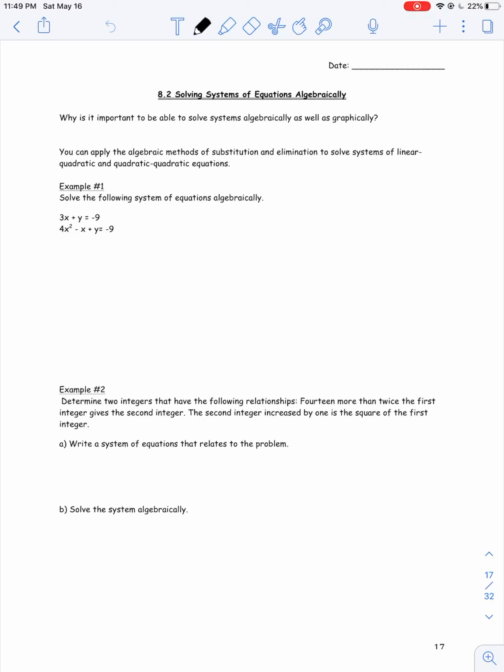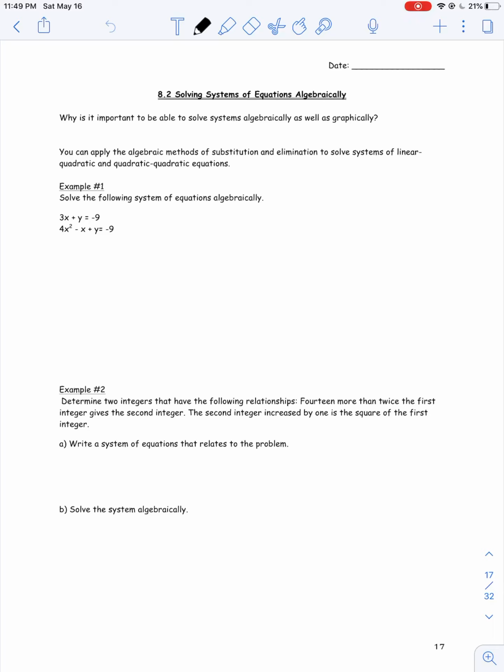Hi 20-1s, this is lesson 8.2, solving systems of equations algebraically. It's important to be able to do these questions both algebraically and graphically because it gives you a checking method. So if you do this question algebraically, you could check graphically or vice versa.